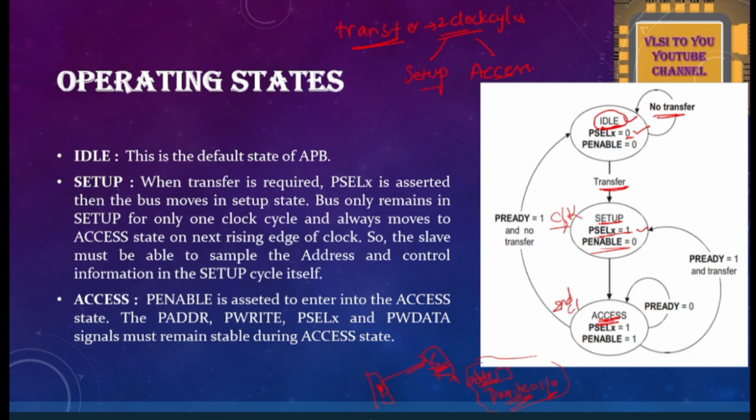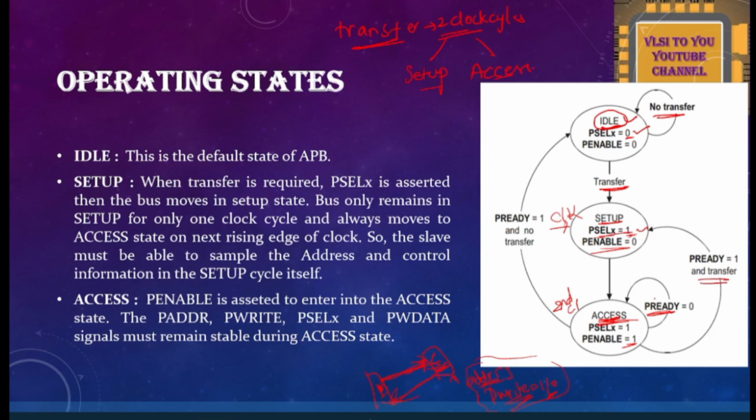In this access phase, PSELECT equal to 1, which is already there from the setup phase, and then PENABLE is 1. That means in the access state, the master is telling the slave that I am going to send you data. Now the slave should also respond, right? The slave will be responding through the PREADY signal. If the slave responds that I am ready to take the data, then the transfer happens.